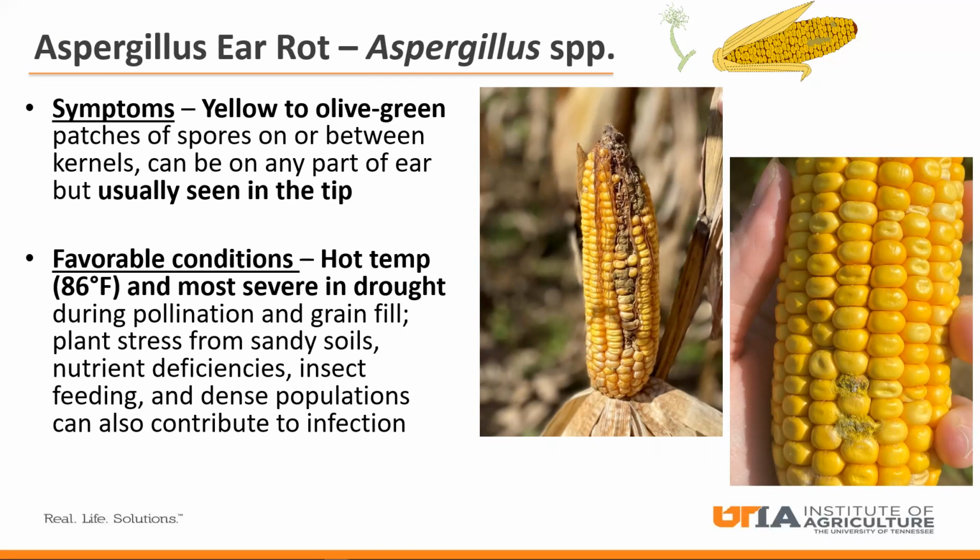So the favorable conditions, like I said, hot rot. Aspergillus really likes hot temperatures, above 85, 86 degrees, and is more severe during drought conditions. Things that contribute to Aspergillus ear rot are sandy soils, plant stress, and insect feeding. You can see in this photo on the left that Aspergillus ear rot is following insect damage, probably borer damage.